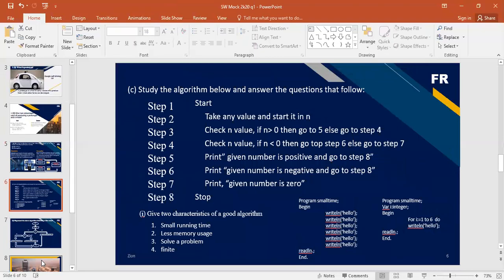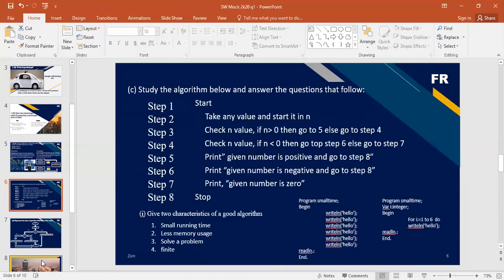C. Study the algorithm below and answer the questions that follow. I've added some steps there. Step 1, start. Step 2, take any value and store it in n. Step 3, check the value: if n is greater than 0, then go to step 5, else go to step 4. Step 4, check the n value: if n is less than 0, then go to step 6, else go to step 7. Step 5, if you just continue reading, you'll get that.